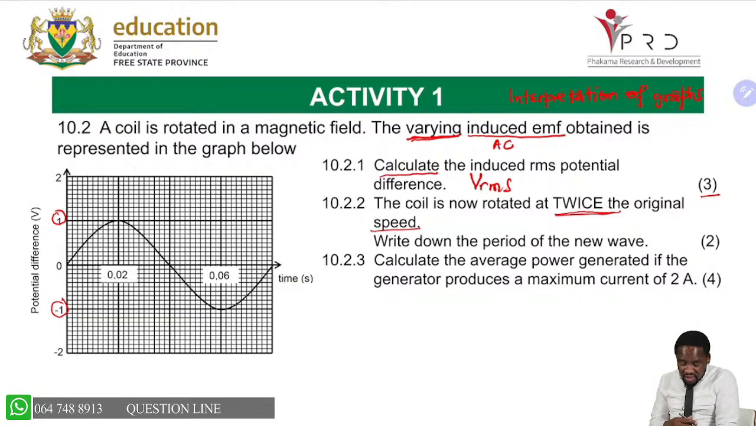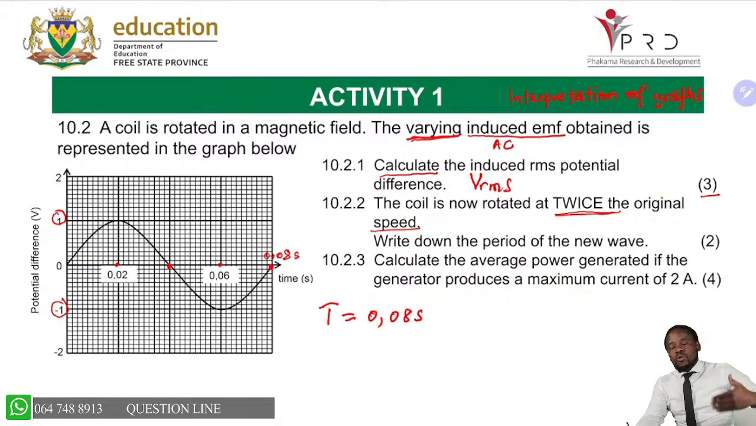Now, if you look at this graph, there is 1 complete cycle. So if this is 0.02, this is 0.04, 0.06, then this is 0.08 seconds. What is this 0.08 seconds? We can immediately appreciate that the period in this case is 0.08 seconds. It means for a coil to make 1 complete revolution, it takes a period or duration of 0.08 seconds, right?